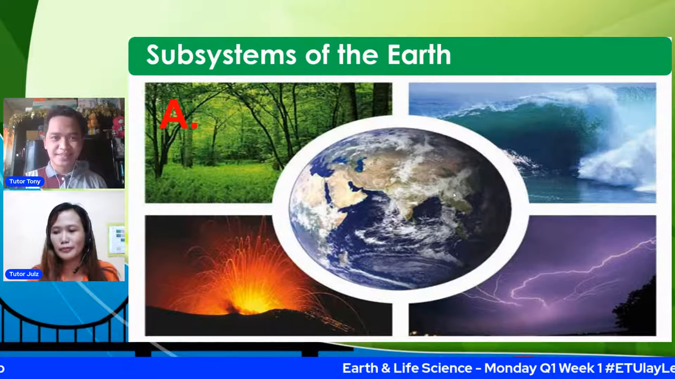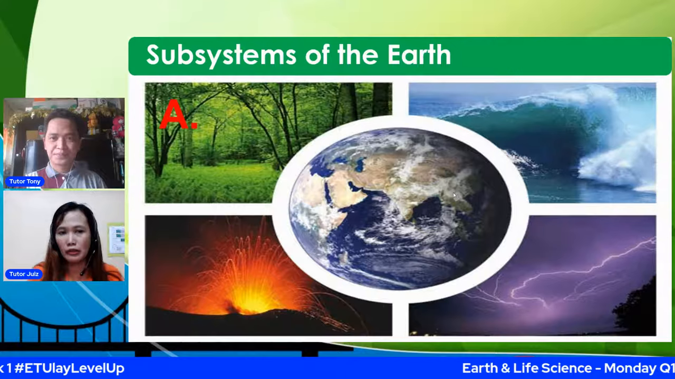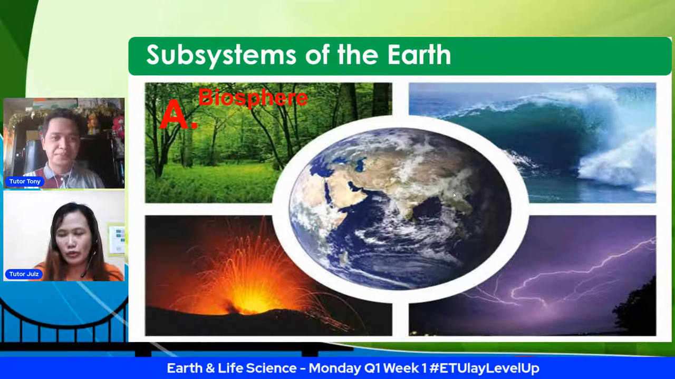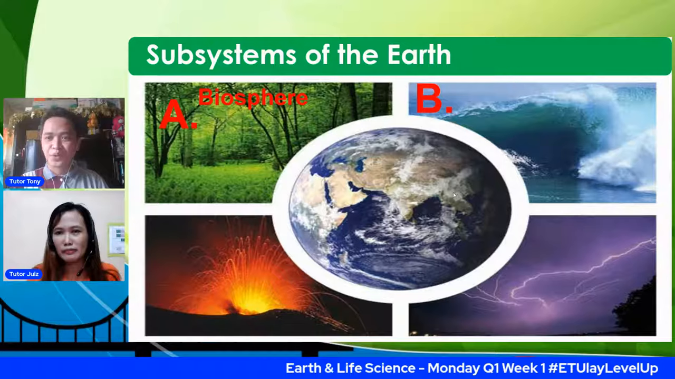So the first picture, ma'am. Let's give the first one so they have a clue. Based on the picture, there are trees and grass, and that is the biosphere. For the second, letter B, a body of water, the flowing water. You can answer, and our viewers can still send their answers later on.